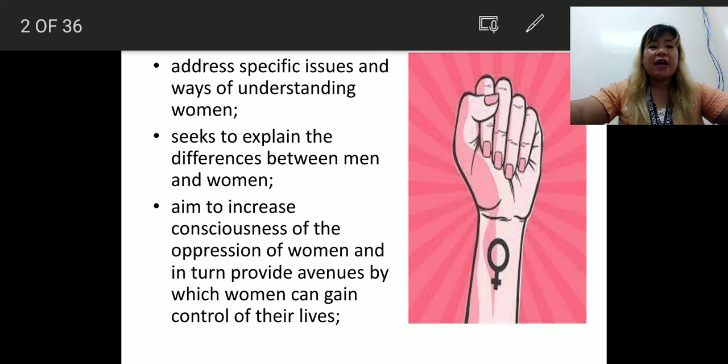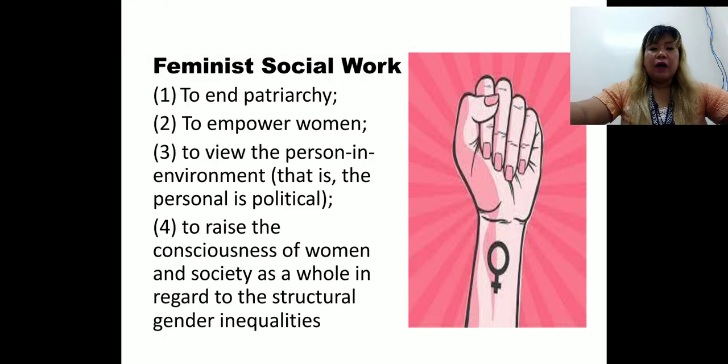So it is said that feminism is particularly appropriate for social work, as the majority of social workers are women, and women are often clients of the social services. So, feminist social workers actually have commonalities in their ideas. And what are these? Number one, to end patriarchy. When we say patriarchy, it is a system of society or government in which men hold the power and women are largely excluded from it.